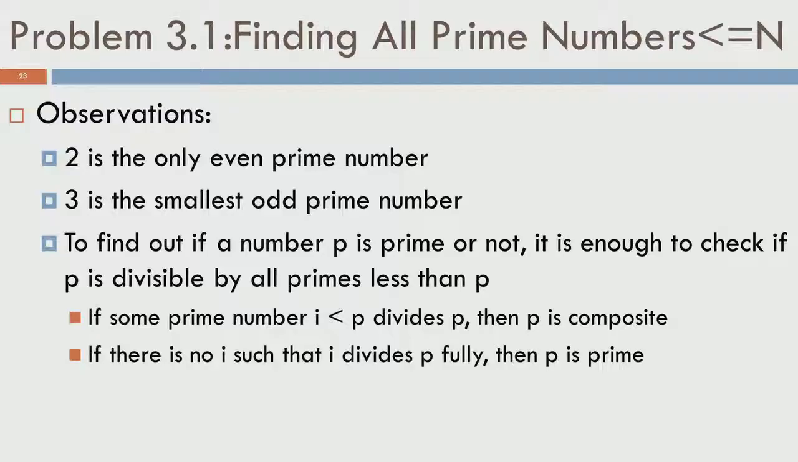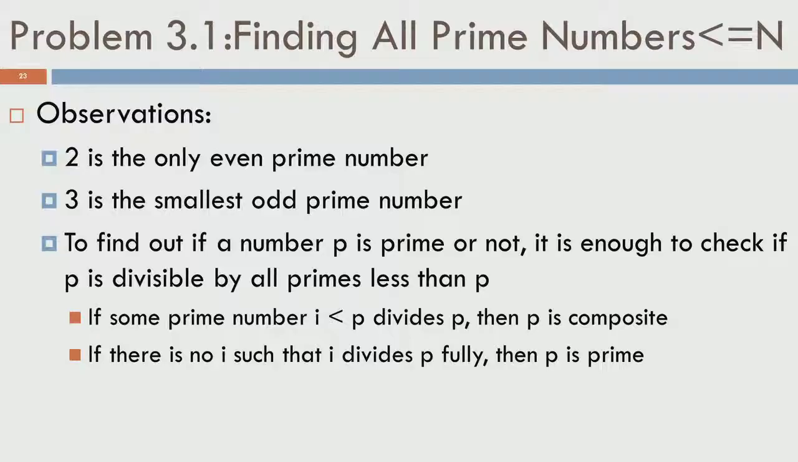So, we know that 2 is the only prime number that is even. 2 is the smallest prime number, and that is the only even number that is prime. All the other even numbers are not prime because 2 is a factor. 3 is the smallest odd prime number, and from now on we know that 2 and 3 are prime numbers. We will have to start checking from 4 onwards whether they are prime or not.